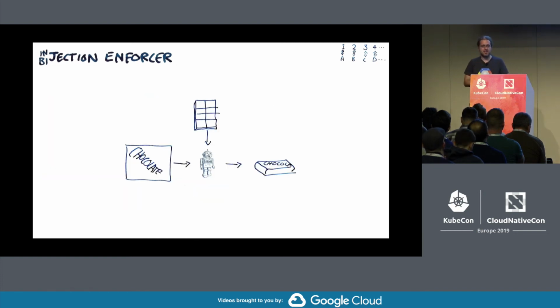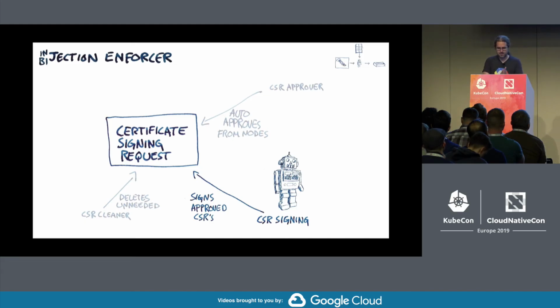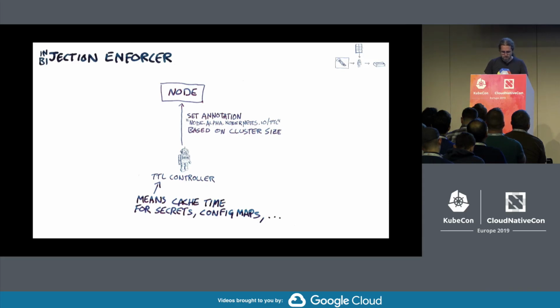Okay, and now we have a sequence of what I call the candy wrappers. They're like a bijection, or an injection, of one thing, basically. So CSR signing: we're going to go through these fast. Every time it sees a CSR that is approved, it signs it. The TTL controller, where the name is not helpful, is actually managing how long nodes will cache secrets and config maps based on the cluster size. For every node object in the cluster, it sets an annotation.